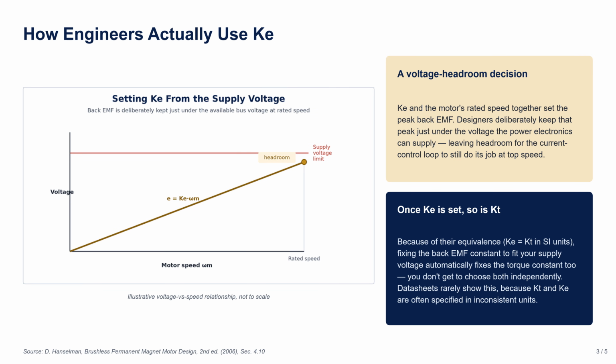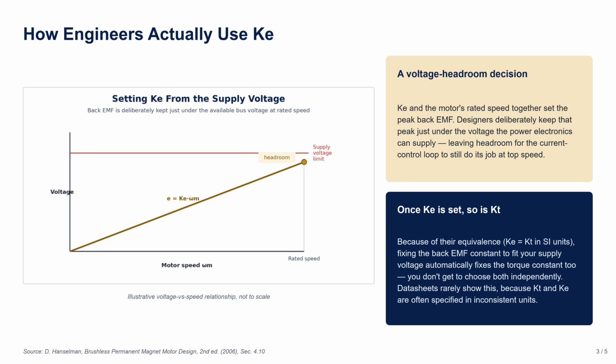So if Ke is the trustworthy spec, how do engineers actually use it? Look at this chart. Back EMF rises linearly with speed. E equals Ke times omega m. Every motor design deliberately keeps that rising line just under the supply voltage ceiling, right at the motor's rated speed. That gap labeled headroom isn't wasted design margin. It's exactly what the current control loop needs to keep working properly, even at top speed.